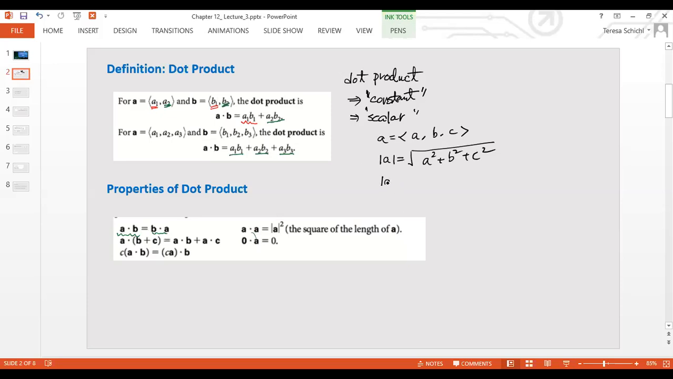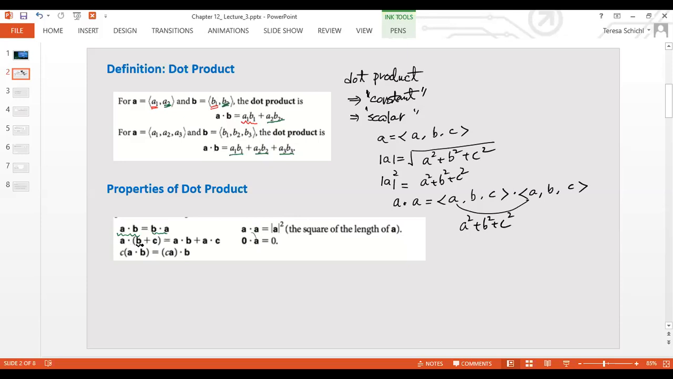If you square that out, it will be A squared plus B squared plus C squared. The same thing happens if you use the dot product property: (A, B, C) dot (A, B, C). The first one times the first one gives A squared, plus B squared, plus C squared. That's why A dot A is equal to the length squared.